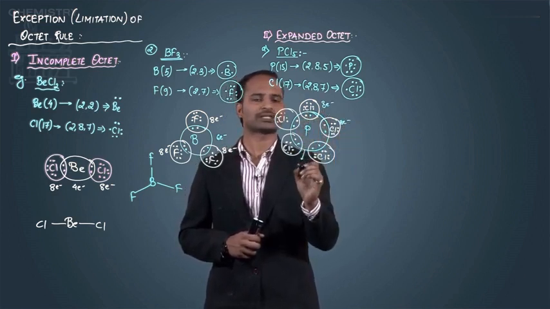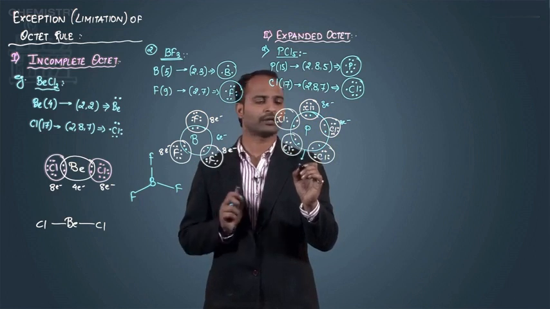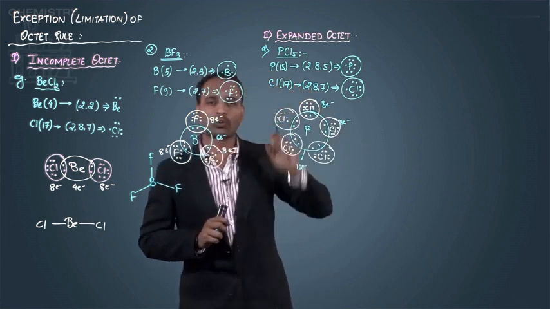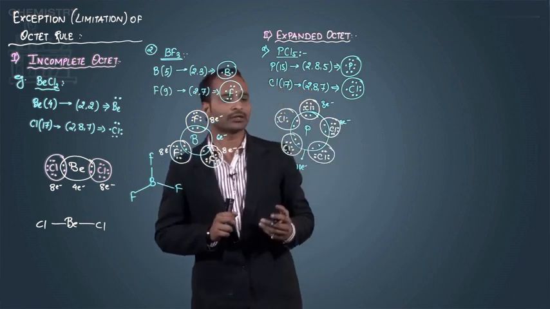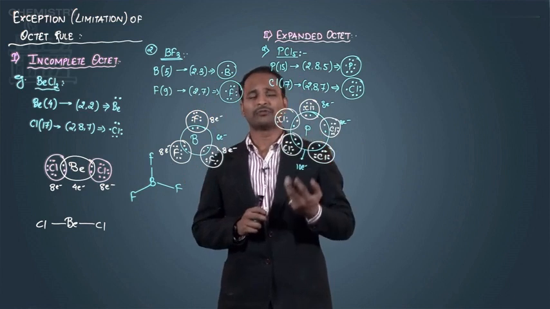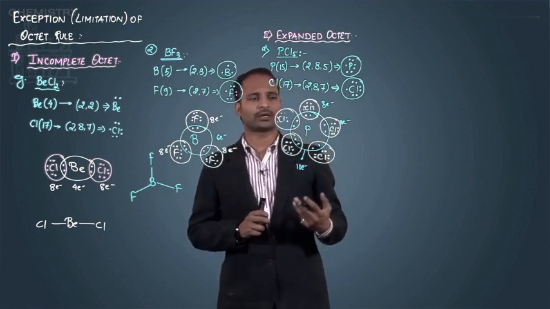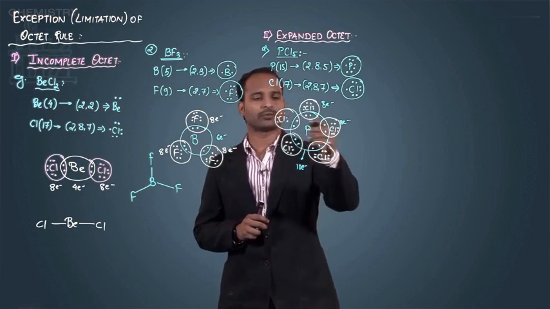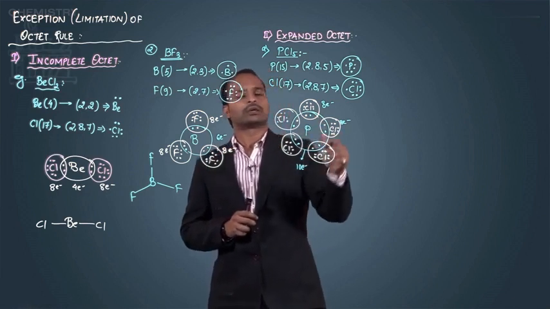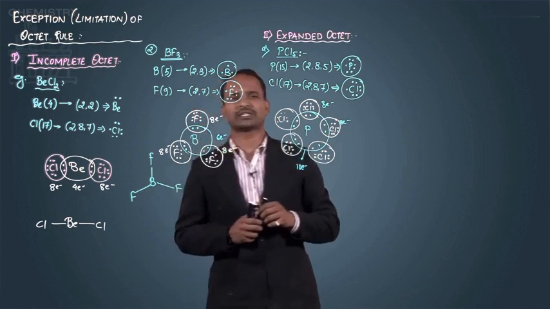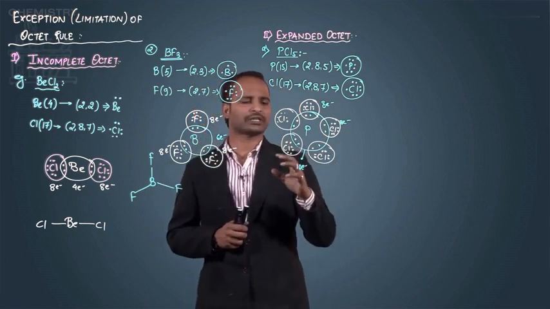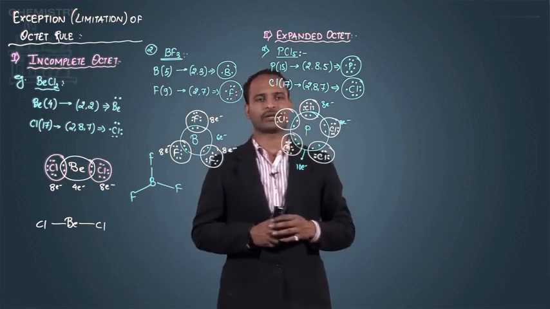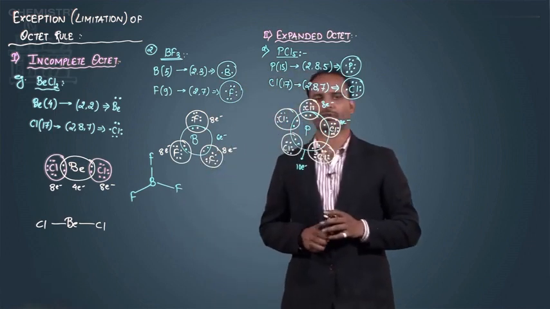And what about the phosphorus? Phosphorus has a total of 10 electrons, that means more than 8 electrons. So why is the phosphorus forming 5 bonds with the chlorine to get a total of 10 electrons in the outermost orbit? In PCl5, why the phosphorus has 10 electrons in the outermost orbit and is still stable is not explained by the octet rule, and hence it becomes one of the limitations of the octet rule.